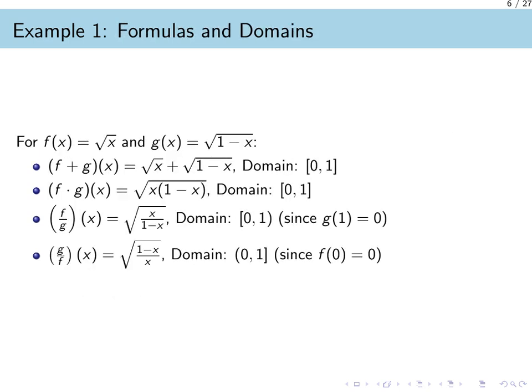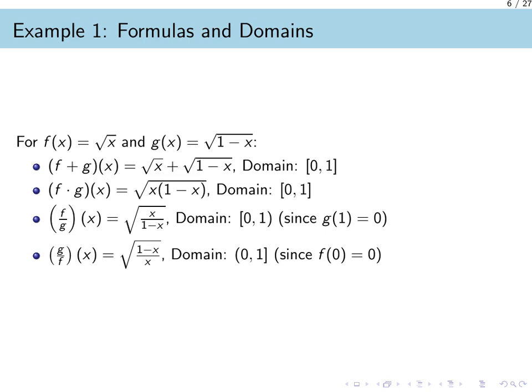Let us apply our rules for combining functions to a concrete example, which is essential for seeing how division uniquely affects the domain. I will use two functions. f of x equals the square root of x, and g of x equals the square root of 1 minus x. For their sum and product, the new domain is the intersection of their individual domains, which in this case is the closed interval from 0 to 1.